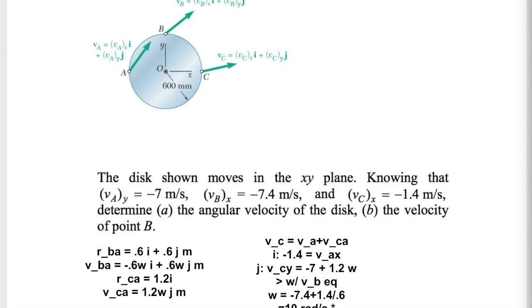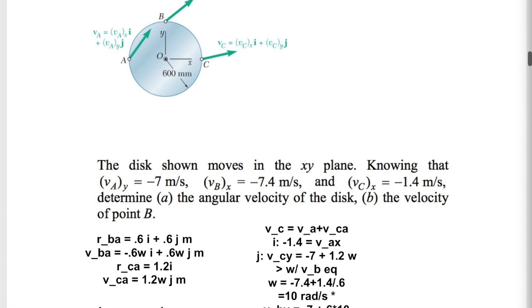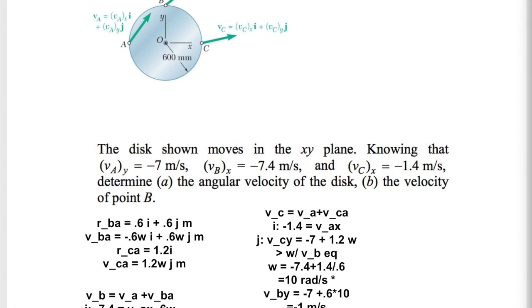Using the equations from VB, plugging in this velocity AX component, we're able to find that the angular velocity is 10 radians per second. With that, we plug that 10 radians per second into our J equation, this VBY equation, and find that that is negative 1 meters per second, and we finish by writing the full velocity of B equation, which is negative 7.4 I minus 1 J meters per second.